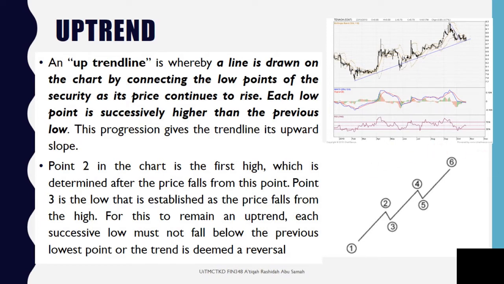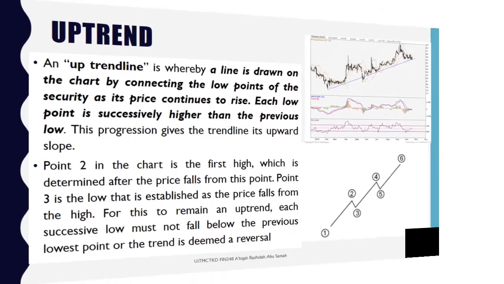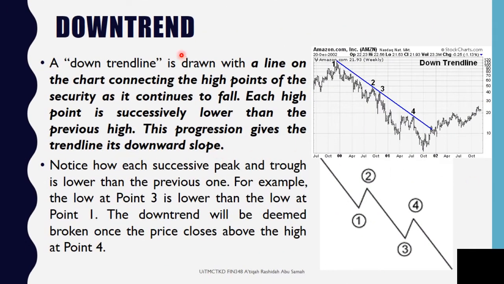A downtrend line is drawn with a line on the chart connecting the high points of the security as it continues to fall. Each high point is successively lower than the previous high. This progression gives the trend line its downward slope. You may also refer to this diagram in this chart and also this explanation.